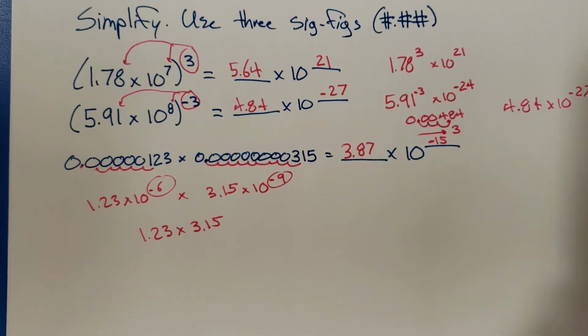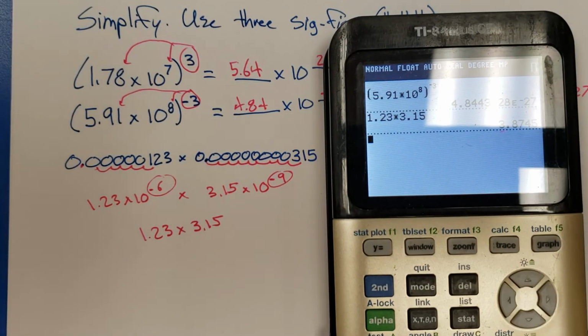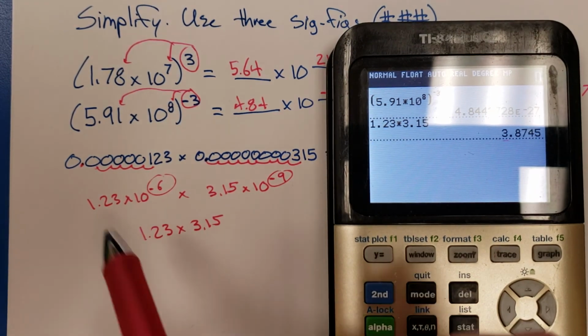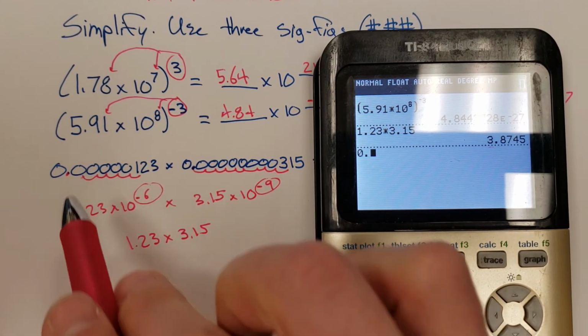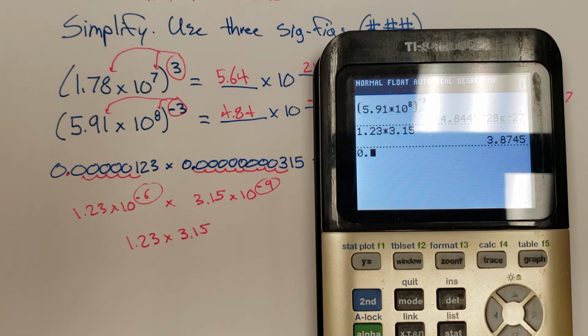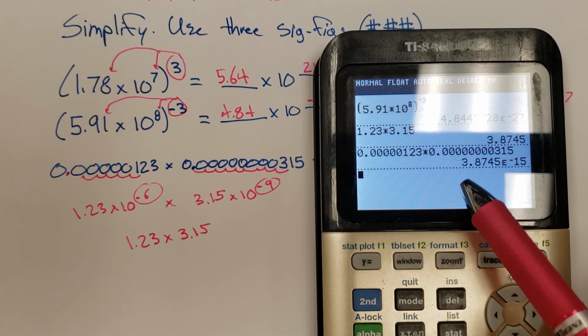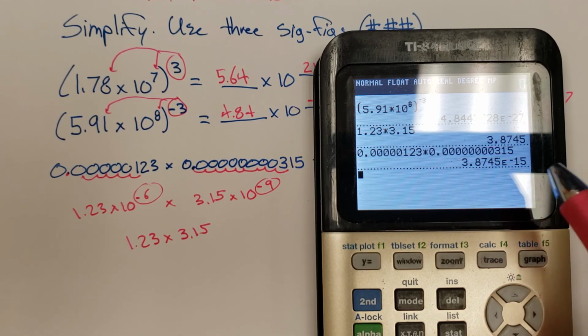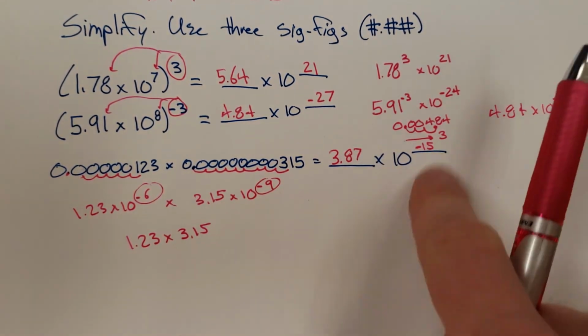There we go. All right, let me try to do this on my calculator and see if my calculator can do this for me. Here we go. So we have a 0.00001 times 0.0000000315. All right, look at that. 3.87 times 10 to the negative 15. We got them. All right, cool.